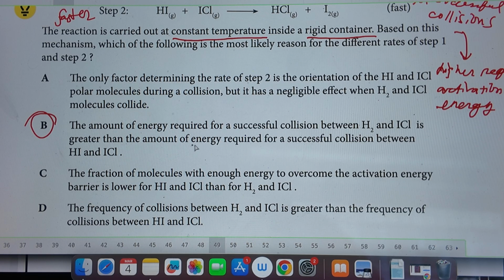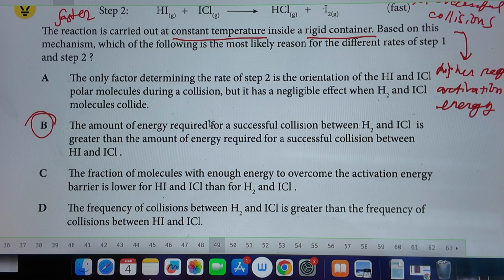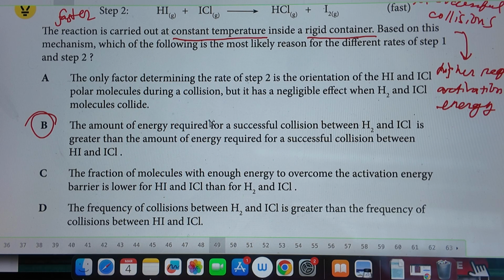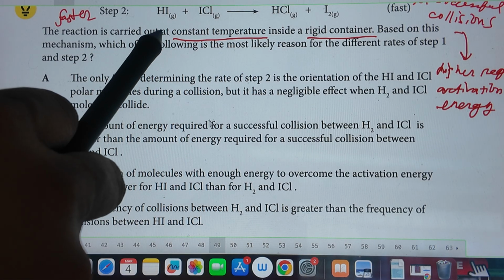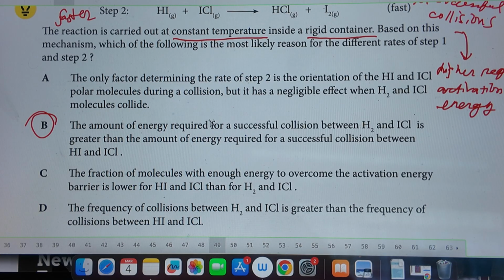Let's see C. C says the fraction of molecules with enough energy to overcome the activation energy barrier is lower for HI and ICl than for H2 and ICl. That's not true, because a lower fraction for HI and ICl would make step 2 slower, since HI and ICl are the reactants for step 2. If it took more energy, step 2 would be the slower step.